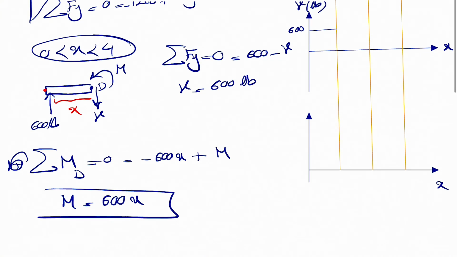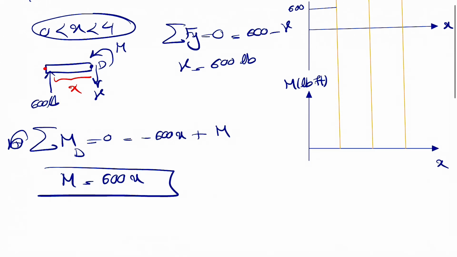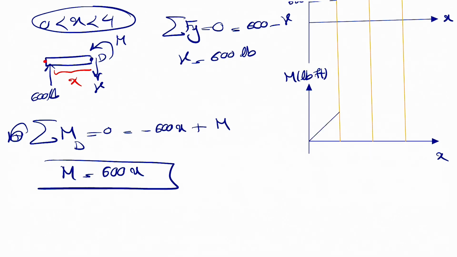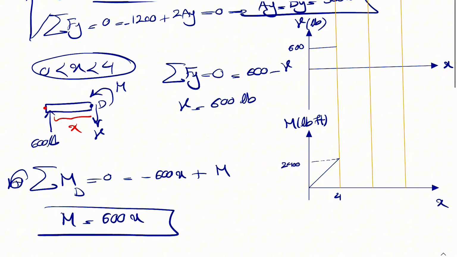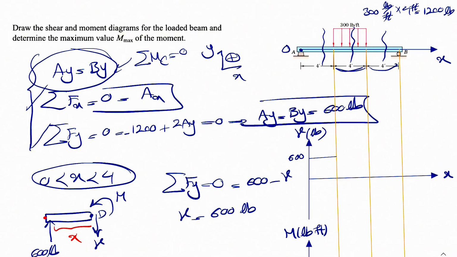And for our bending moment in pound-feet, we're going to have a linear function. We'll get something like this. And if we want to find this point, we just have to put in our X as 4, which is going to be 600 times 4, or 2400. So that was the first part of this diagram, and we're going to move on to our second section, which is the one that is in the middle.